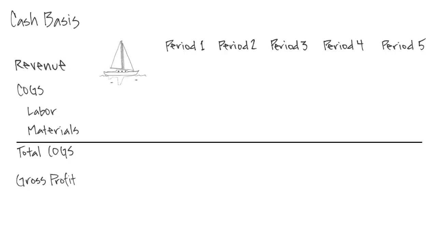We're going to stick with the boat company example from the previous video and say that revenue is earned by selling boats, and that your expenses, or cost of goods sold, are labor or raw materials. If you make the boat in period 1 and spend $2 million on labor and $3 million on materials, for total cost of goods sold of $5 million, in that period you'll show a gross profit of negative $5 million.